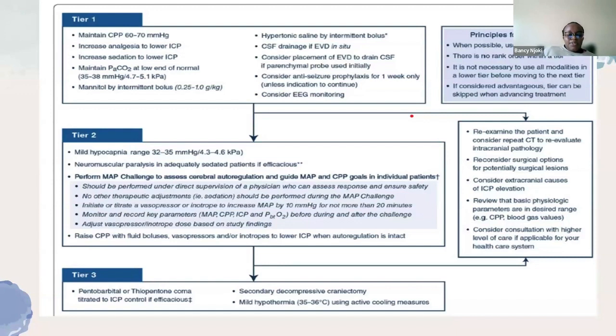where you put the patient on a thiopental coma to help titrate the ICP if it's not well controlled. You can consider doing a secondary decompressive craniotomy. And then there's also the use of mild hypothermia. As you escalate to each tier, it's also associated with more complications. That's why you should consult first, and then reevaluate the patient to see if they need an escalation.